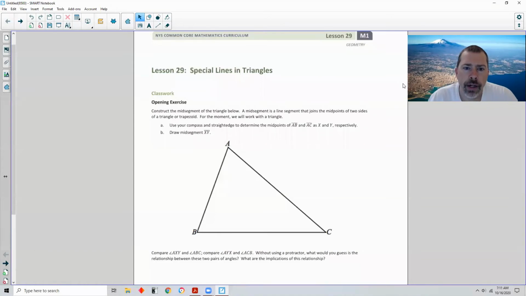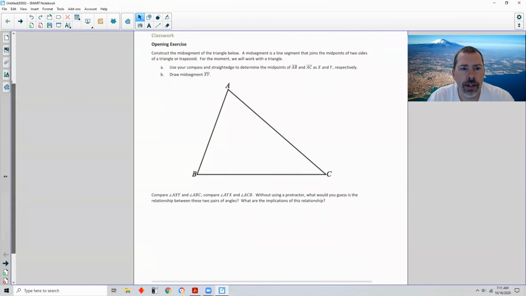Welcome to Lesson 29, Special Lines and Triangles. So we went from proving triangles congruent to proving rectangles, pieces, portions, whatever you want to call it, segments, diagonals, angles, sides, all that stuff, parallelograms. Now we're going back to triangles and we're working on special lines in triangles. So here's the opening exercise.